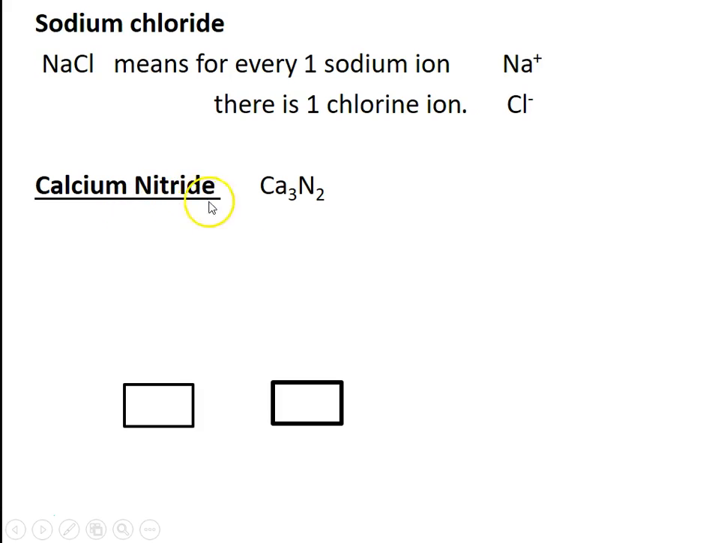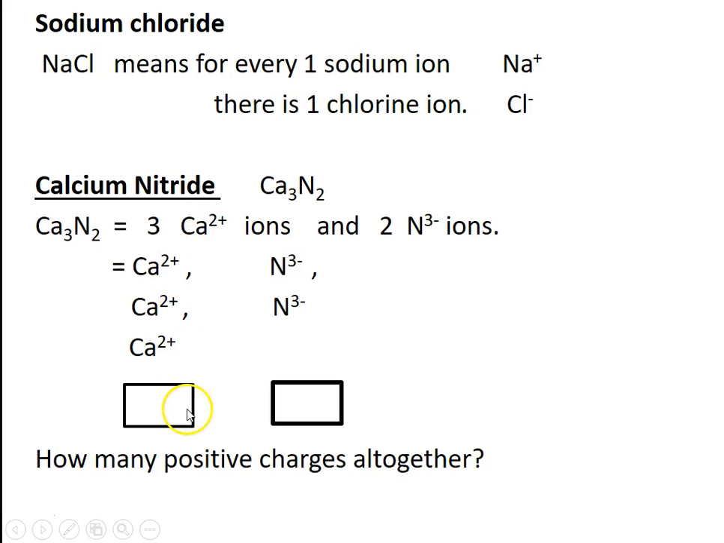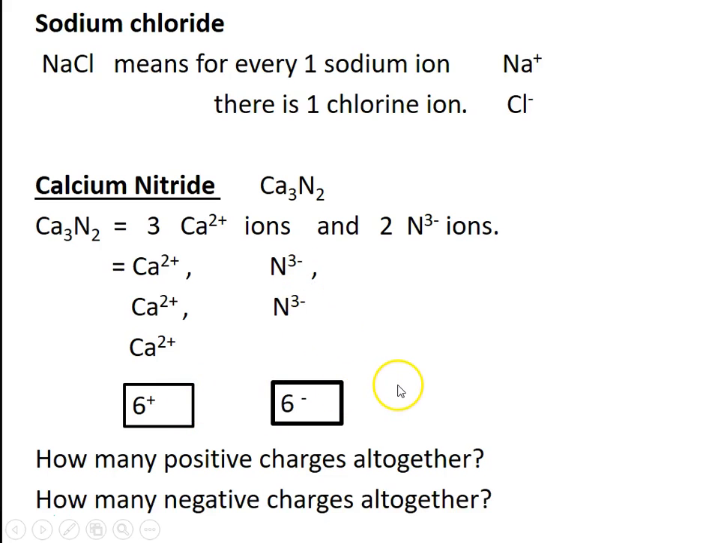So calcium nitride, what does that mean? 3 calcium ions and 2 nitrogen ions. So let's see why we had that. Calcium ions are 2 positive and nitride ions are 3 negative. So you need 3 of these to get 6 positives, and 2 of those to get 6 negatives.